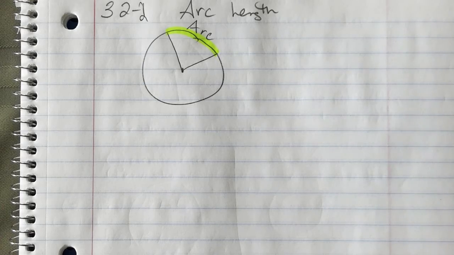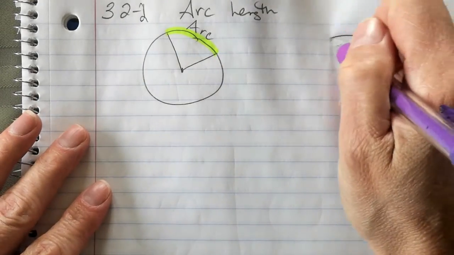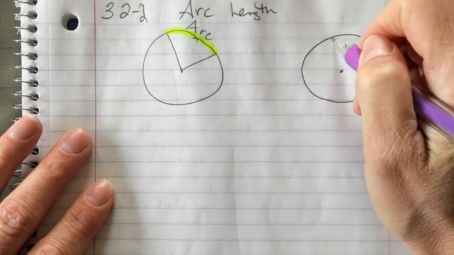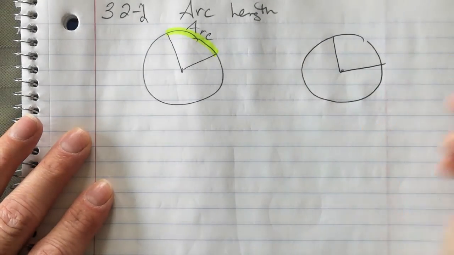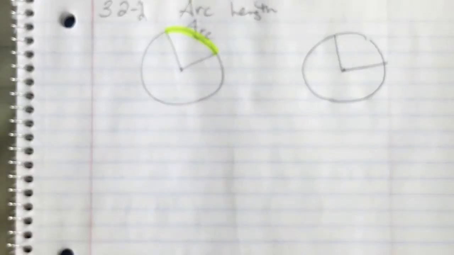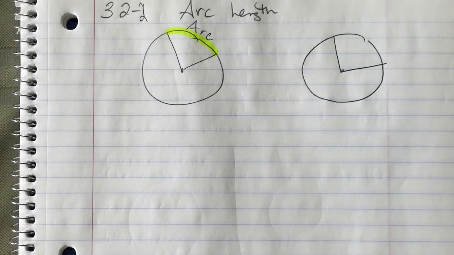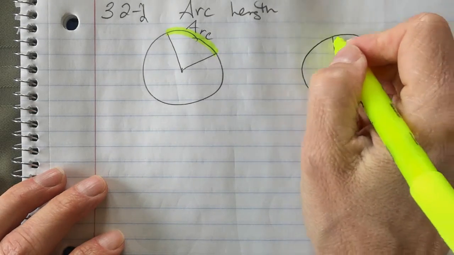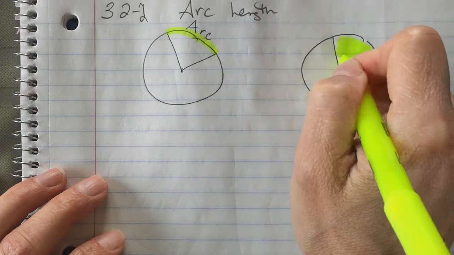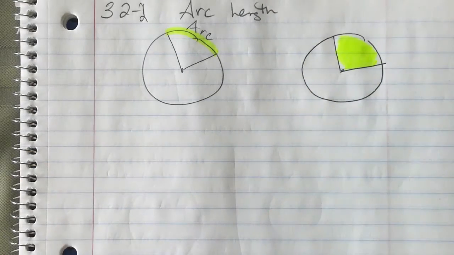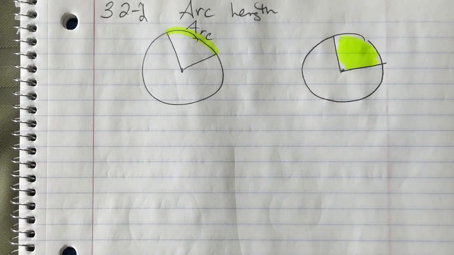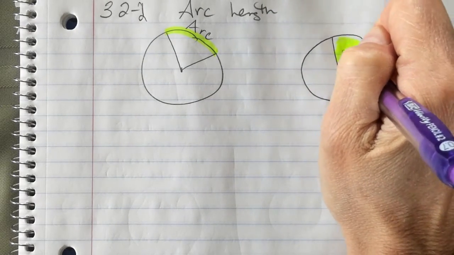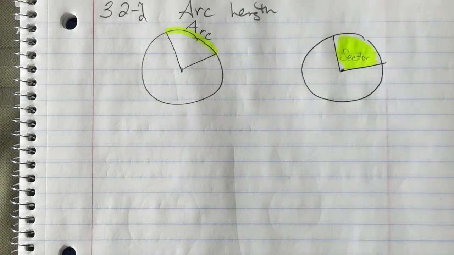When we think about the concept of a sector, it's not too bad. A sector is addressing a region. Think like section or a portion of the area of the circle. So this is what I want you guys to think of when we talk about a sector.